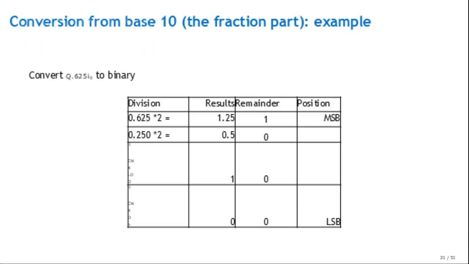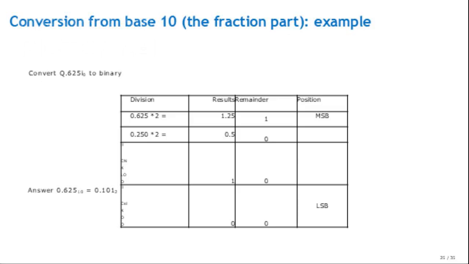Finally, we reach the last multiplication step. The integer parts collected give us the complete binary representation of the fraction. The final binary representation of the fraction 0.625 is 0.101. This example demonstrates the effectiveness of the multiplication method for converting fractions from base 10 to binary.